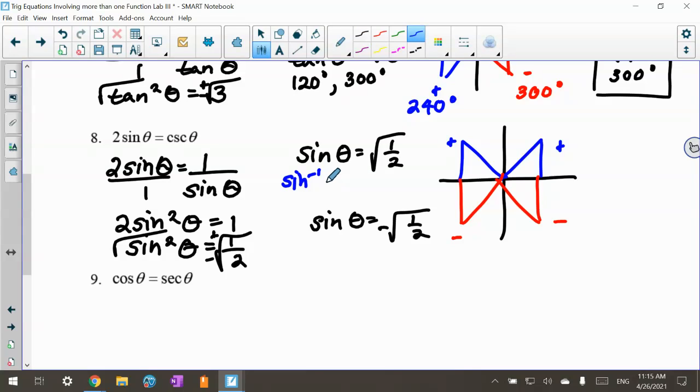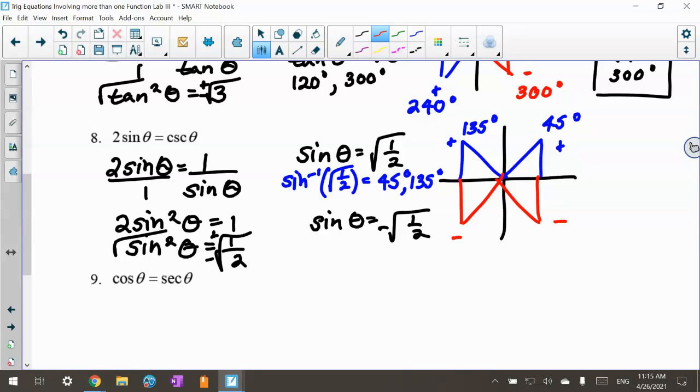When I do inverse sine of radical 1/2, what you're going to get is 45 degrees. You're like, oh, and that's the same as radical 2 over 2. It just looks a little bit different. So I know this is 45 degrees. 180 minus 45 degrees is going to give you 135 degrees. So that goes with the positive. I don't need to put this in because I already have it. So my reference angle is still 45.